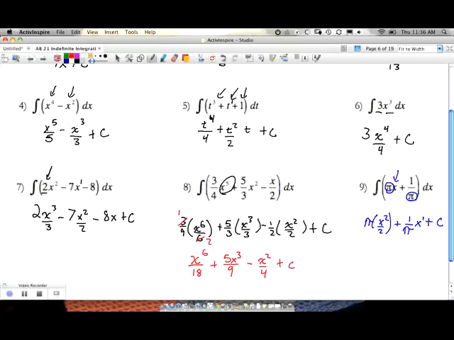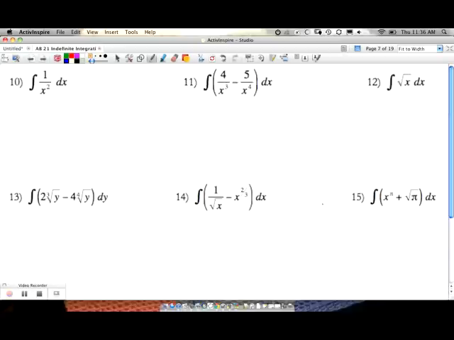Okay, now we have some algebraic manipulation we need to do before we can process through the antiderivative. For each one of these, we want them to be x to the n and maybe a constant out front. Sometimes they'll have it and sometimes they won't. So let's look at the first one. That's the same as writing the integral of x to the negative 2 dx.